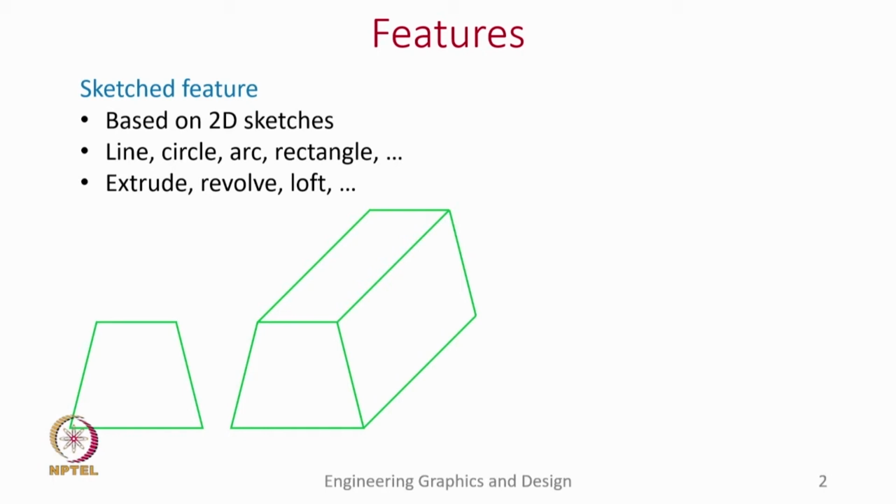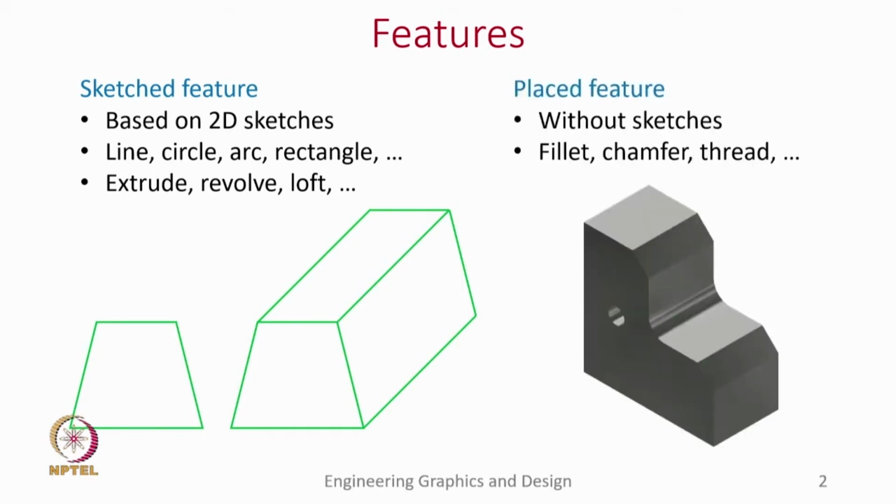Now, let us look at the second method of creating features, which is called placed features. These are features which can be created without starting with sketches. Examples are the fillet and the chamfer, which we showed in the previous lecture. To create this fillet and chamfer, you do not need to start with a sketch; you can start with an existing feature. For example, here we have created a 2D section and then created an extruded solid.